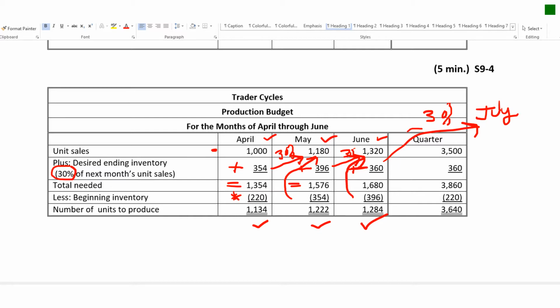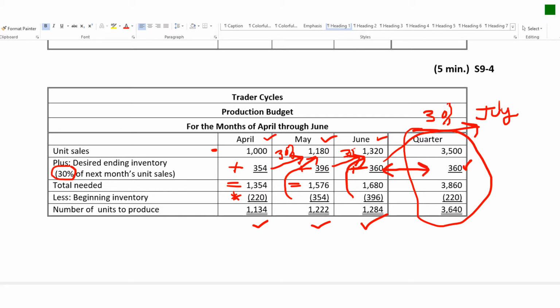Now, be careful on this summary column. This is where some people get a little confused. Remember, this is at the end of the quarter, and we're dealing with finished goods inventory. So at the end of the quarter, your ending inventory will simply be the same number that it was at June. So you're just going to drag that number over.